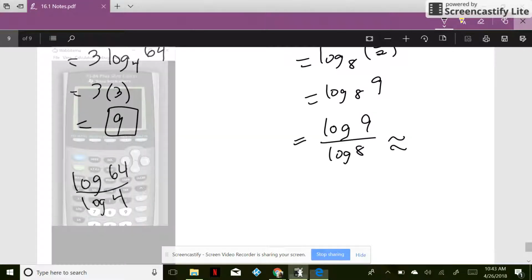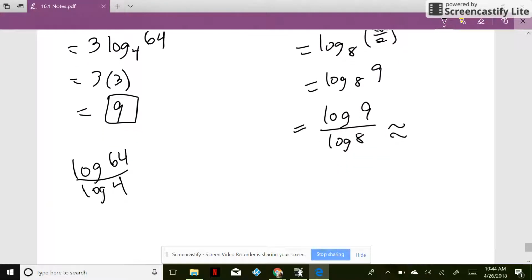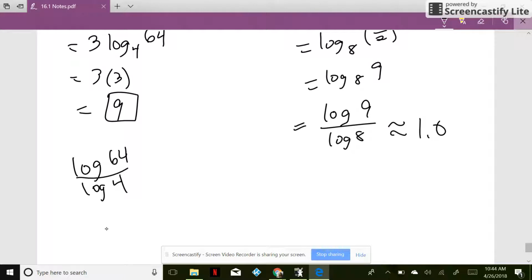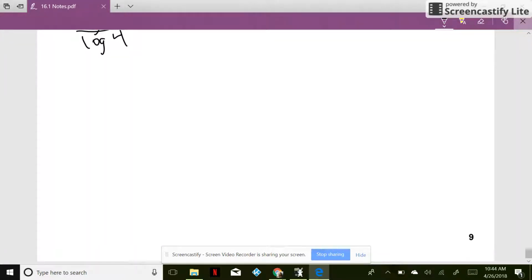We're going to plug it into our calculator. Log of 9. Oops, might help if I close my parentheses. Make sure you do that. Divided by log of 8. It's about 1.06. And that's the end.